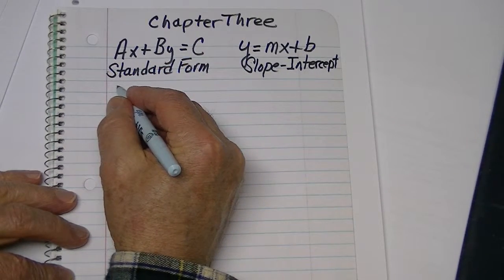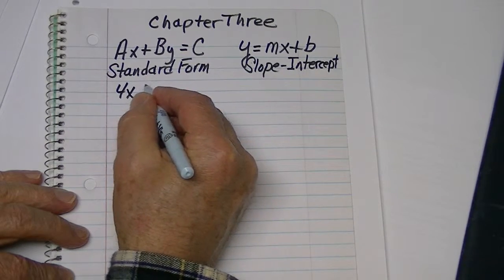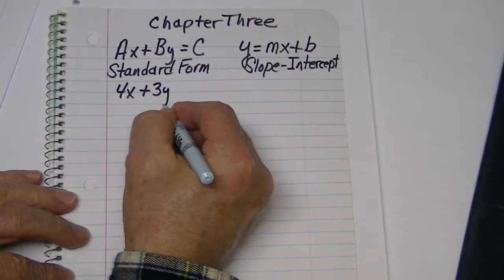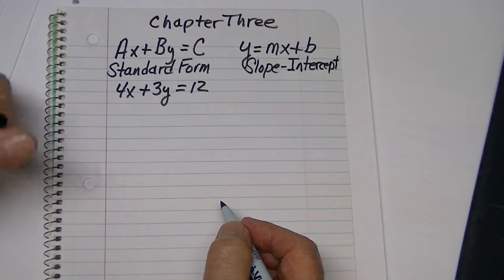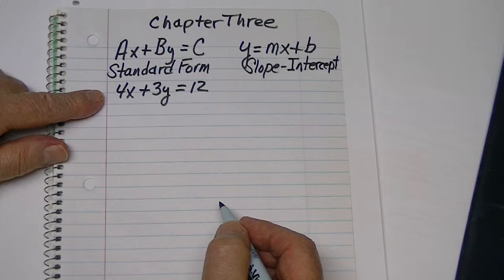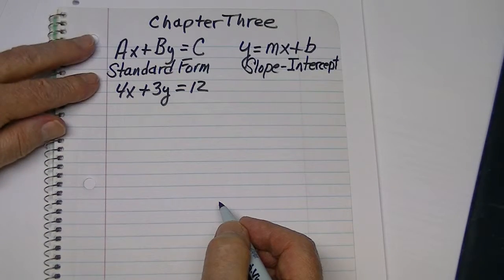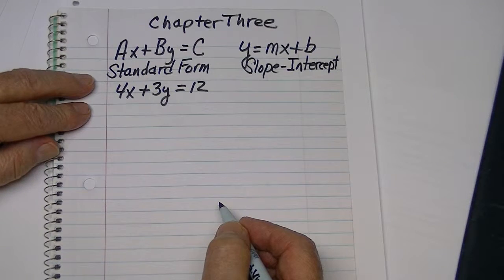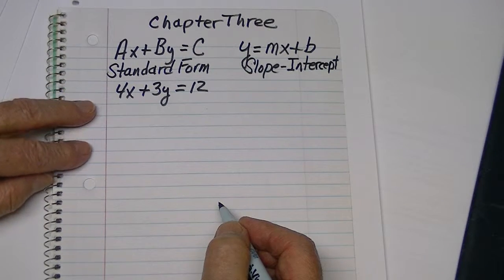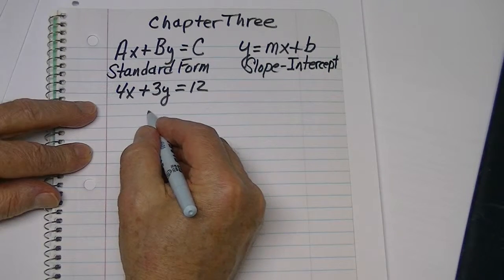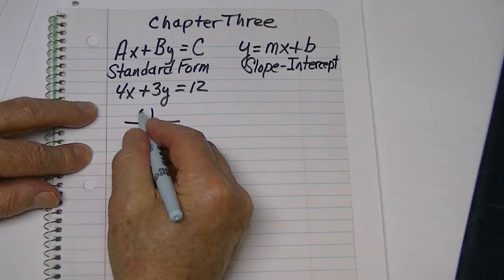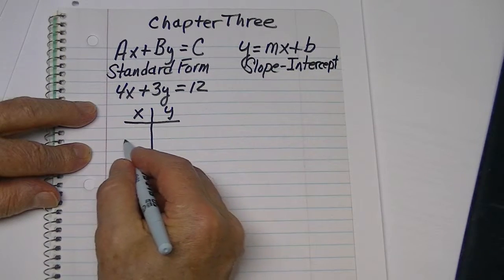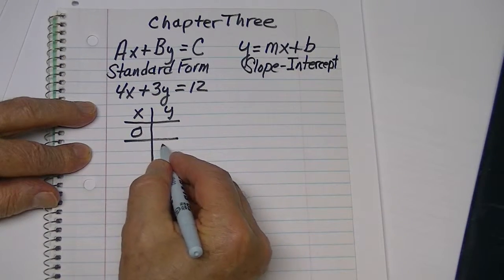So we'll say this is 4x plus 3y equals 12. So this now is in standard form. And I'm going to say if they want you to graph something in standard form, one of the typical methods for doing that is to make what I'm calling an X and Y Intercept T-Chart.